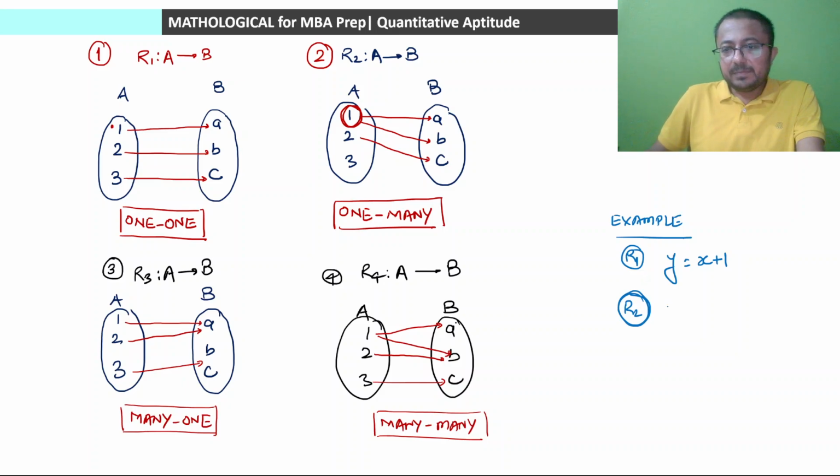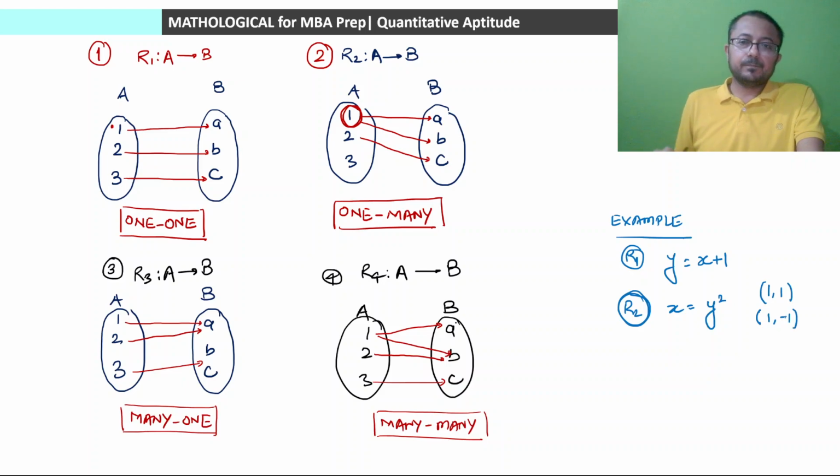relationship, that can be x is equal to y square. For example, 1 comma 1 and 1 comma minus 1. If x is equal to 1, input is equal to 1, then y can be plus 1 as well as minus 1. So 1 in our input can be connected with plus 1 as well as minus 1. That is our example of the R2 relationship, that is, one to many relationship.